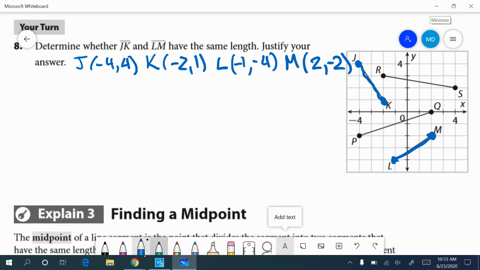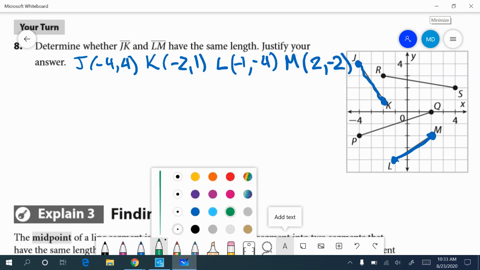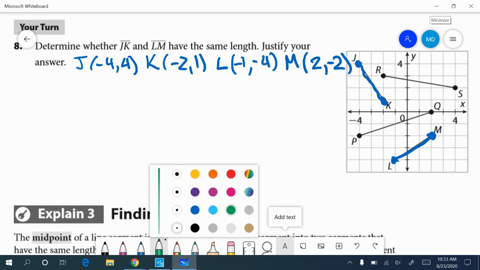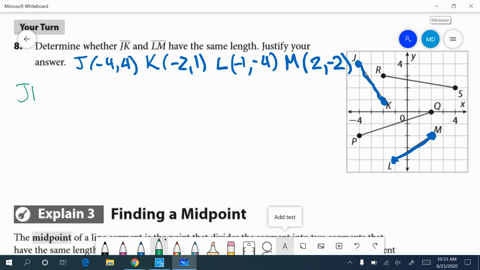So let's first look at JK. JK is the square root, a giant square root symbol here, and we want to subtract our x values and square them. And then to that, we will add the difference of our y values and square them. It helps if you set it up like that first and then go back and plug in your values.